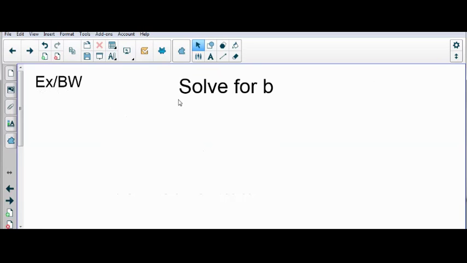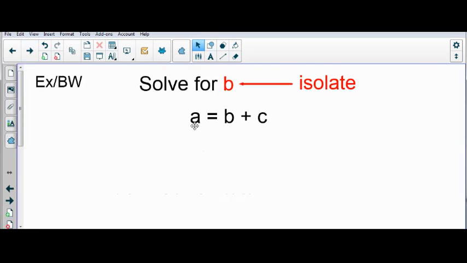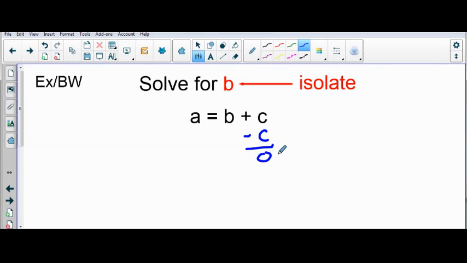The example that we're going to use says solve for b. What does solve for b mean? It means isolate the variable, isolate the b. So the example is this: a is equal to b plus c, and I need to get the b by itself. In order to do that, I have to get rid of the c. Well, that says plus c. How do I get rid of plus c? I subtract c, because c minus c is 0.